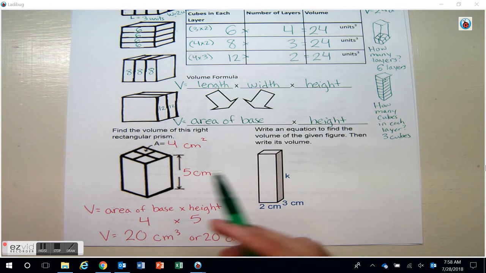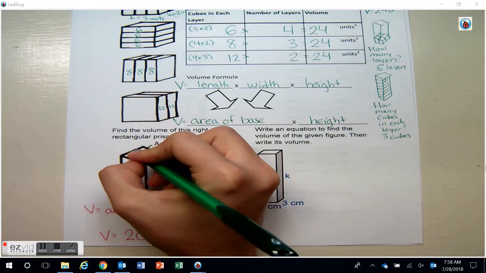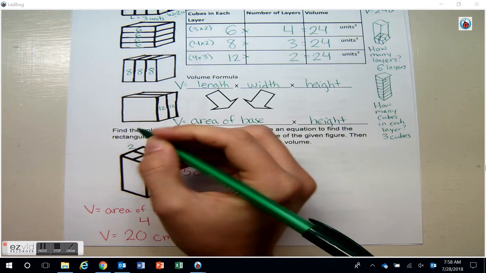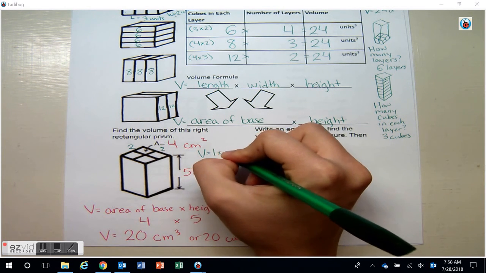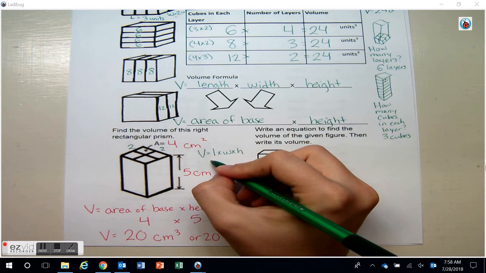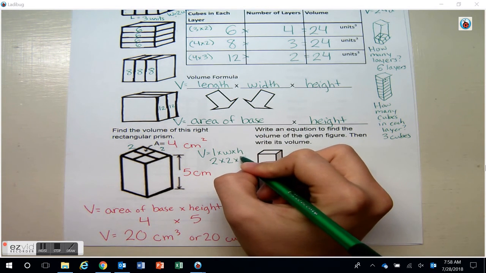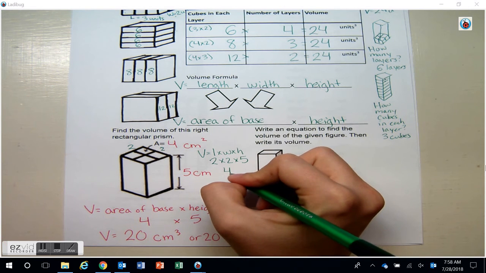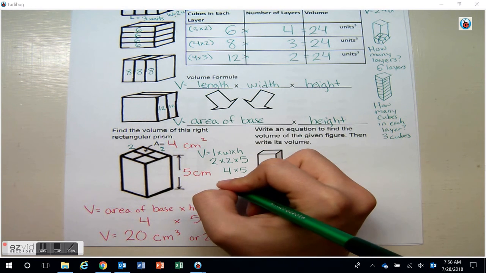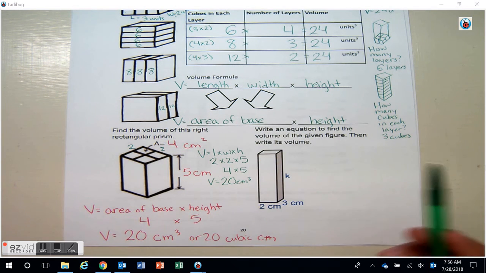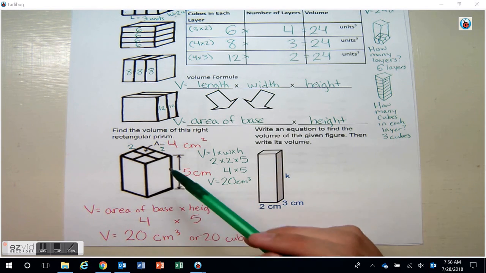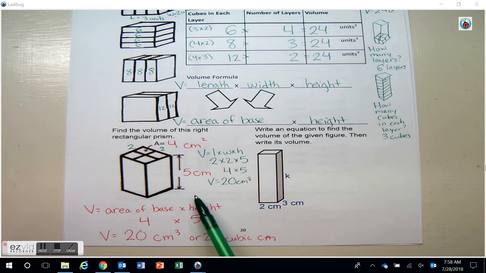Now, had I wanted to do the other formula, I could figure it out here because everything's labeled. So here I see that I have a length of 2, a width of 2, and I could use volume equals length times width times height and plug in 2 times 2 times 5. 2 times 2 is 4. 4 times 5 is, again, 20. So either formula would work for this particular problem, but you always want to pick the formula that works with the information that they give you.